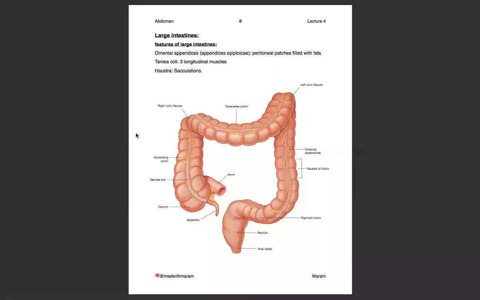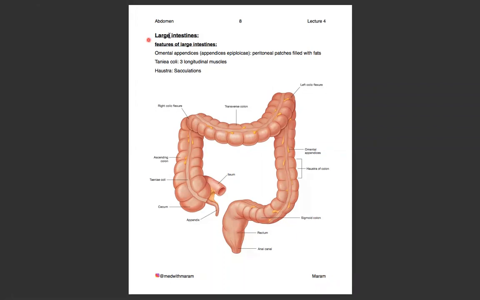So far we discussed stomach and small intestines. We've got large intestines next. Large intestines specifically are not that much of an area of questions either, so I'm going to be going really quickly through it. I'm not going to be talking about it in details.